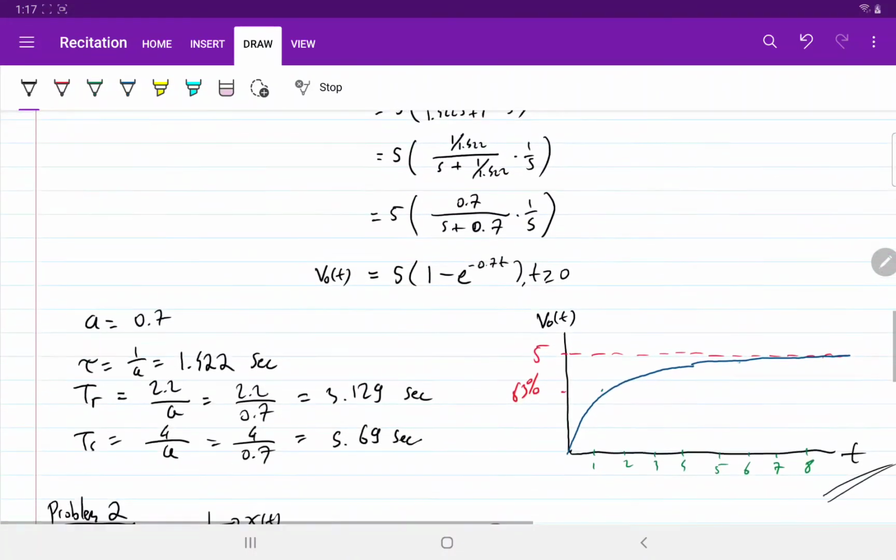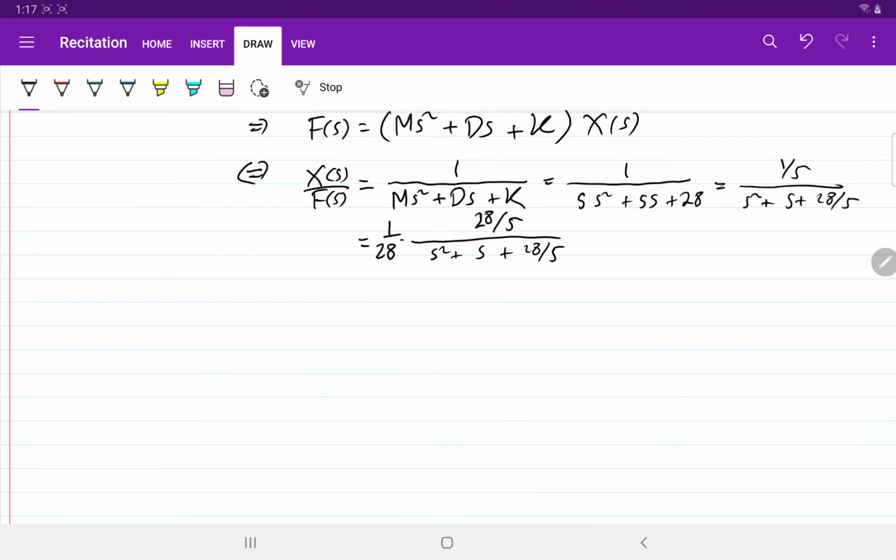B over s squared plus as plus b. So we can compute directly. From here we know that omega n squared is 28 over 5, hence omega n is the square root of it, which is 2.37 radians per second. And also we know that 2 zeta omega n is 1. So from here we know that zeta is 1 over 2 omega n, or 1 over 2 times 2.37, which is 0.211.